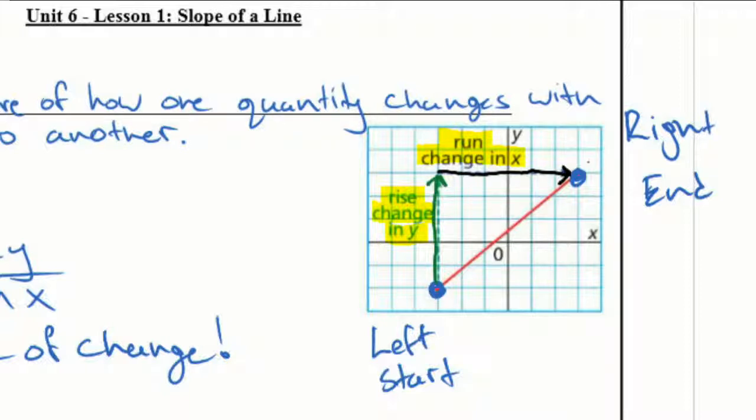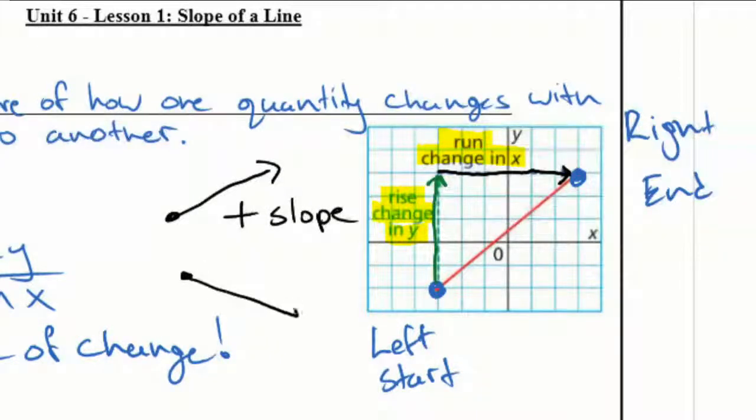So those are the kinds of things that you're going to get used to doing. And it only works if you go from left to right. A couple other things we should include. We've actually talked about these a little bit. If I'm going from left to right, and it's going up to the right, this is a positive slope. If I have something that is going down and to the right, this is a negative slope.